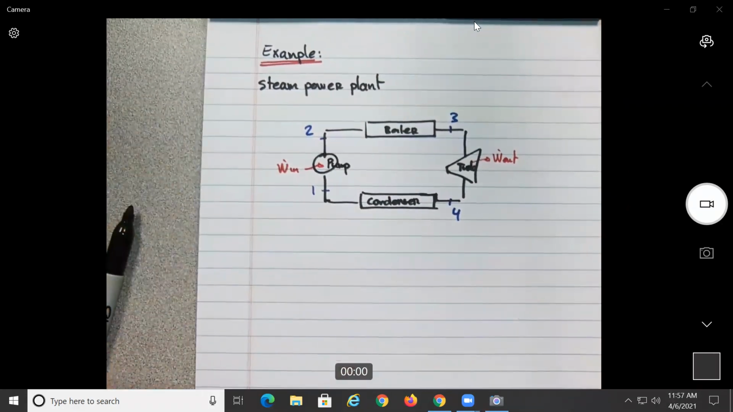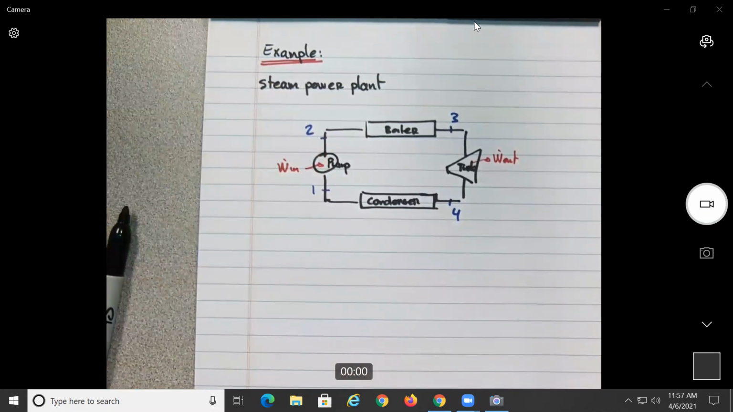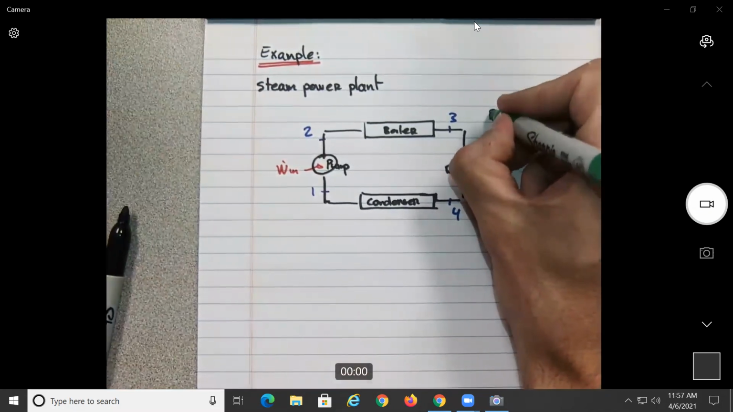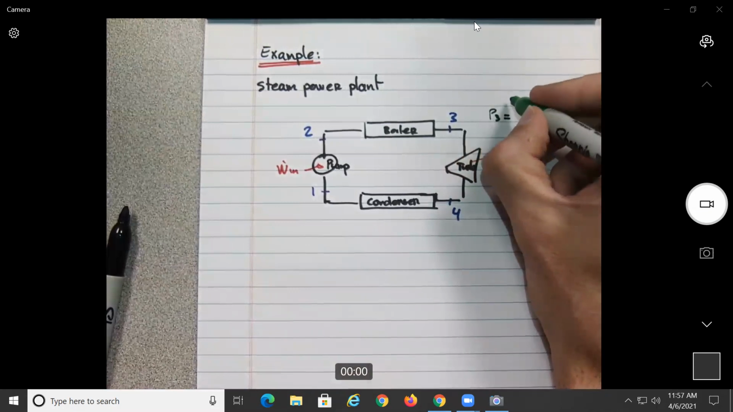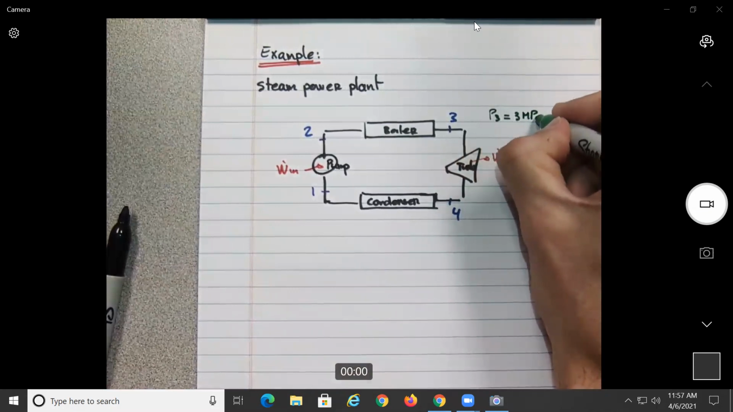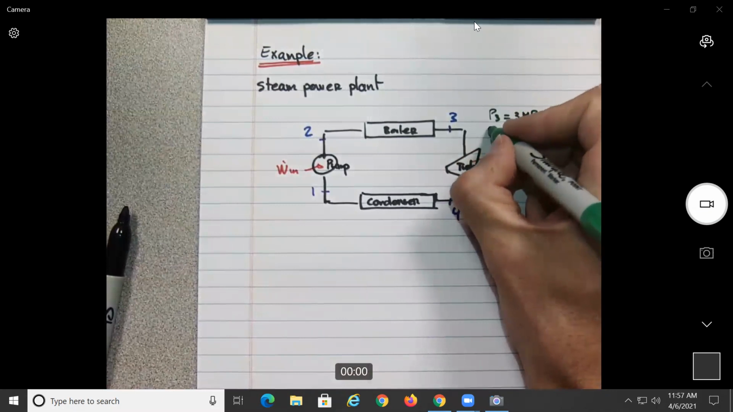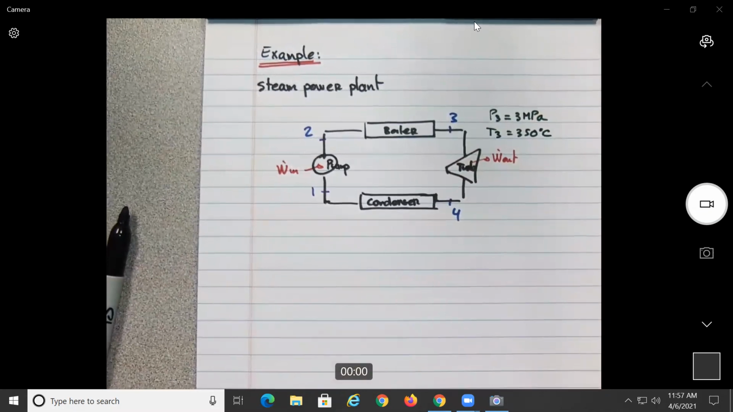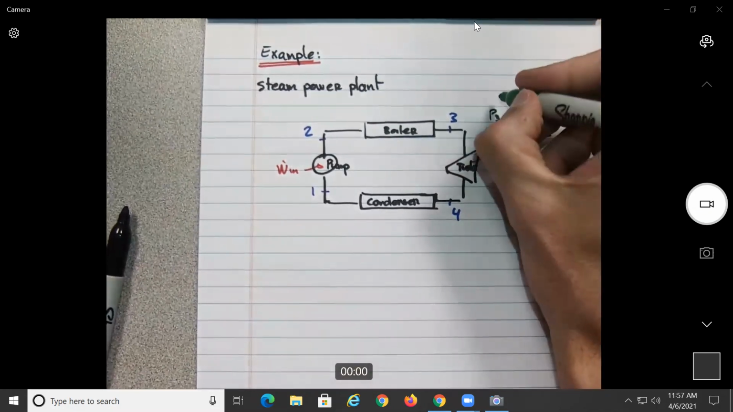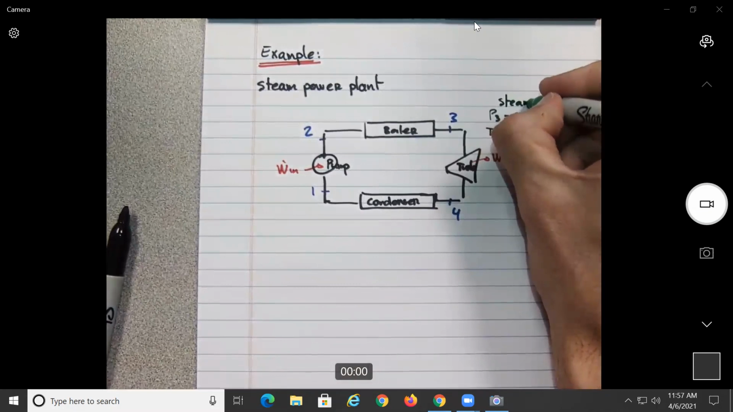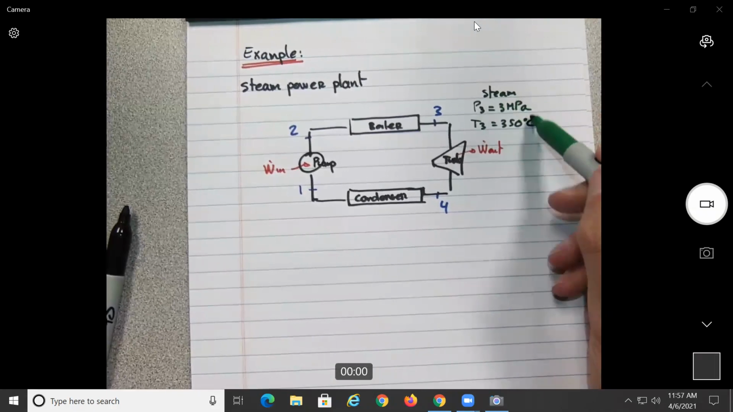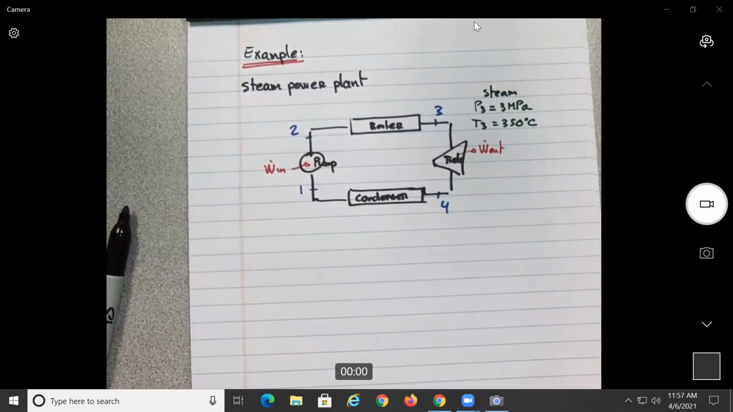So when I read the problem statement, they tell us that steam enters a turbine at 3 megapascals. So that means P3 is 3 megapascals, and the temperature T3 is 350 degrees Celsius. So obviously, what is the state of the water here? Should be steam or vapor, no? So supposedly, I'm guessing we're gonna have to go to the superheated tables, no? All right.